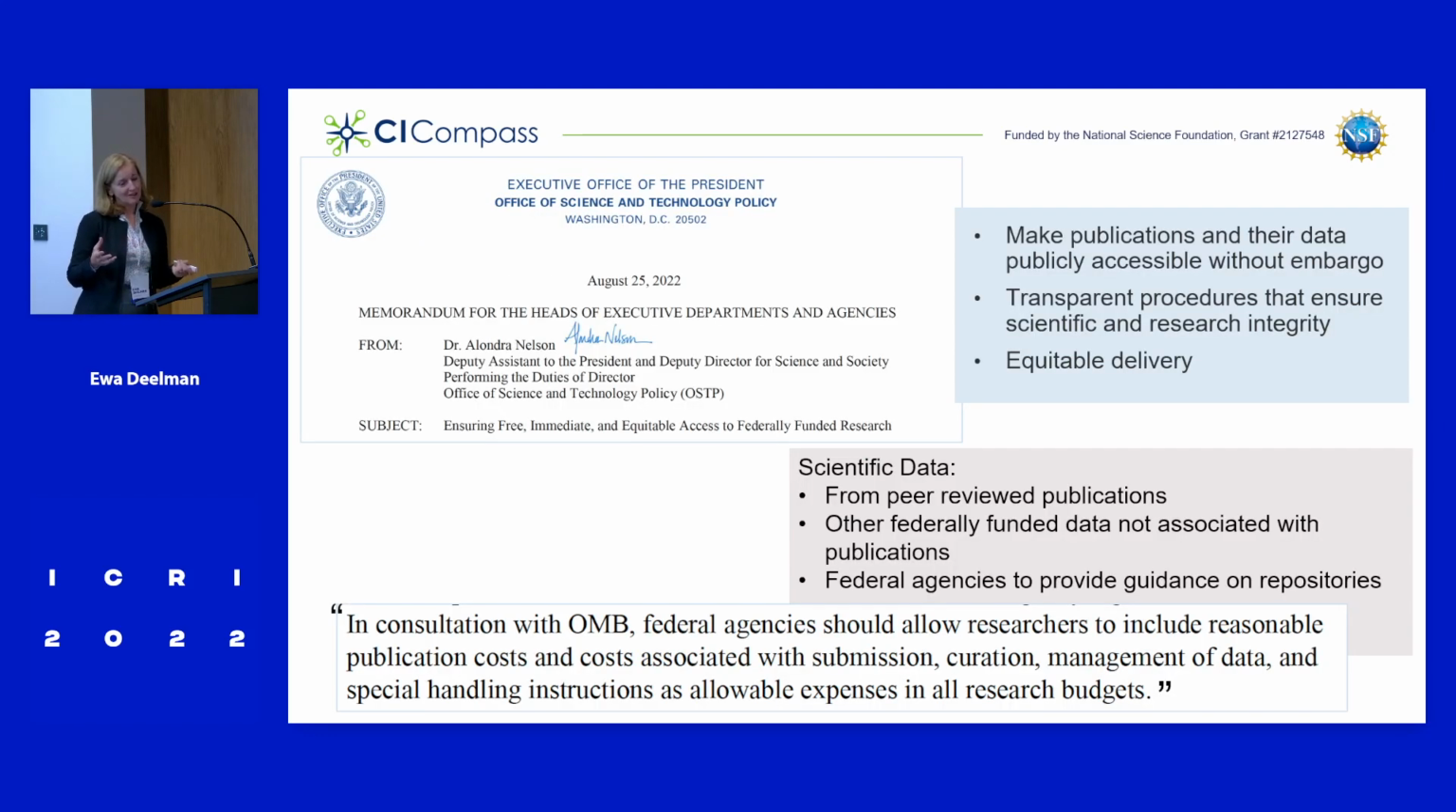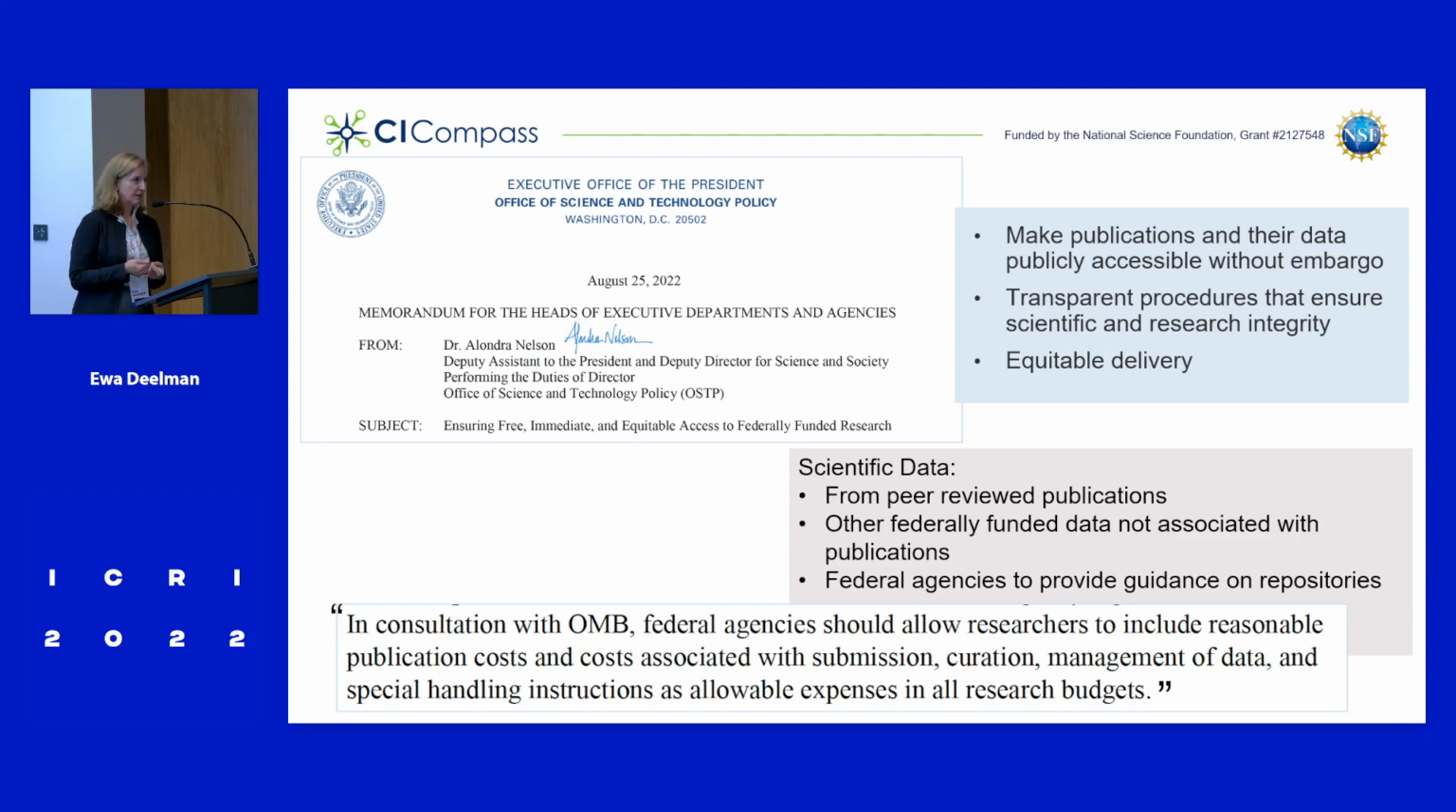So in general, when we look at the US landscape, we saw a recent memorandum from the Office of Science and Technology Policy, which is directing the federal agencies to look at open data procedures and develop new procedures and recommendations that would make publications of the data publicly available without embargo. So the data should be available as soon as the publication is made. And to develop transparent procedures so that the science that's being described in the publications is open and adheres to research integrity standards, and also provides equitable delivery.